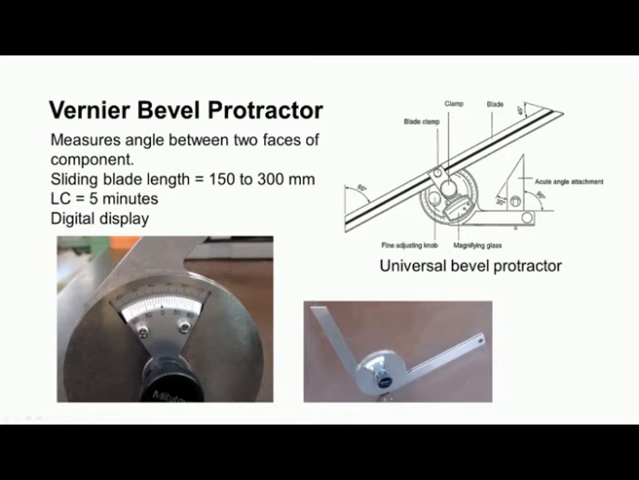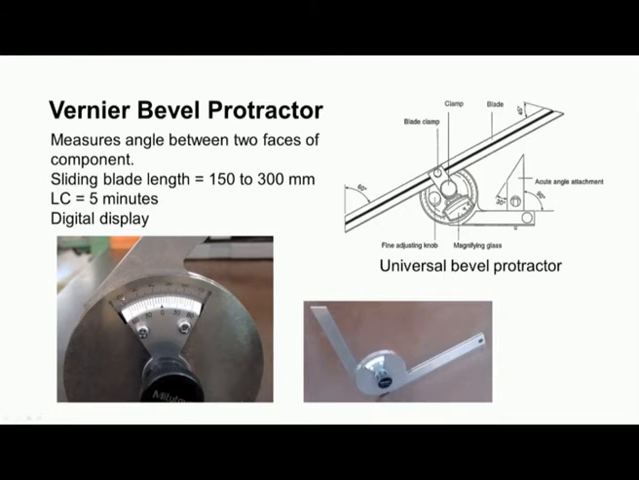Now, this shows the full view of the bevel protractor. It measures the angle between two faces of a component. There will be one blade which is fixed to the body. You can see here, this is the body to which the circular scale is fixed, as well as the vernier. There is another blade which is slidable, which moves. The sliding blade length varies from 150 to 300 millimeter. The least count of the vernier bevel protractor is normally 5 minutes.